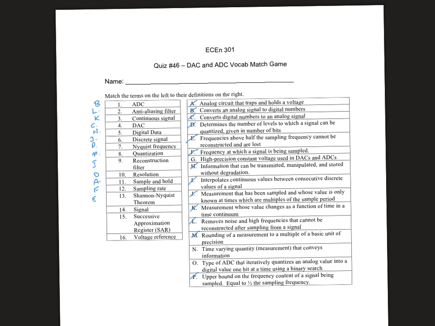A signal is a time-varying quantity that conveys information. Successive approximation register. This is a type of analog to digital converter that iteratively quantizes an analog value into a digital one. And a voltage reference is a high precision constant voltage that's used both for digital to analog converters and analog to digital converters.